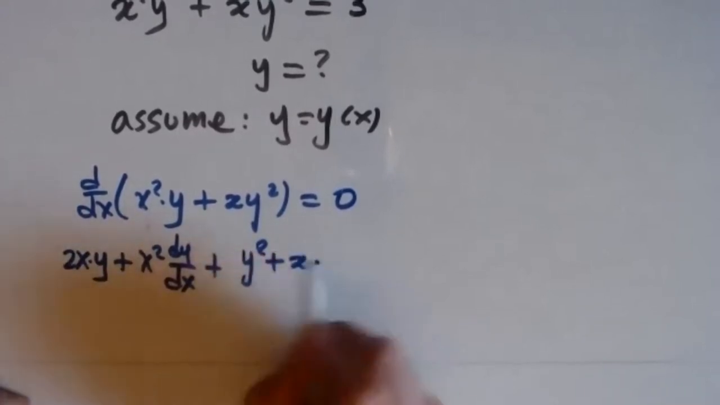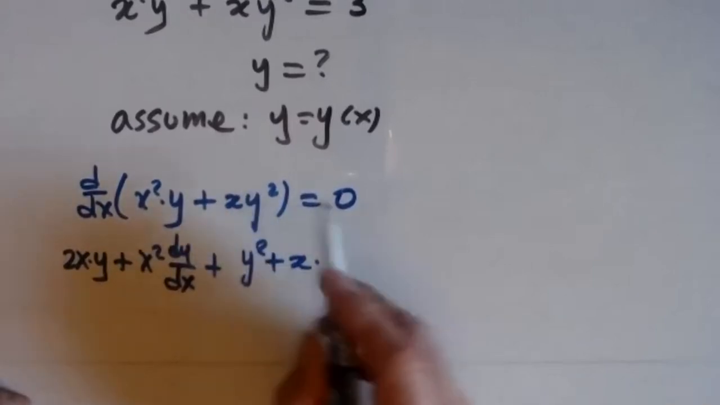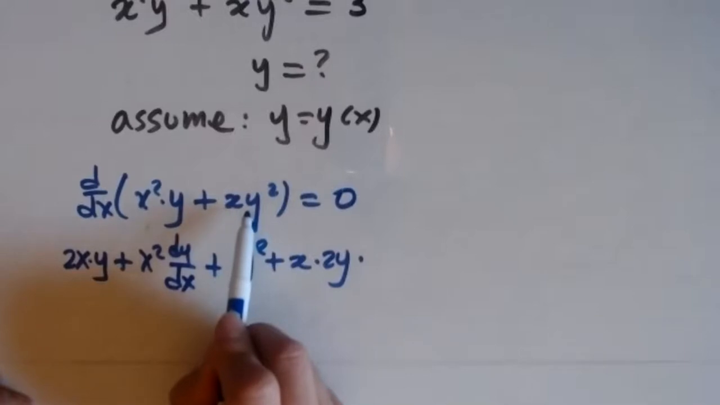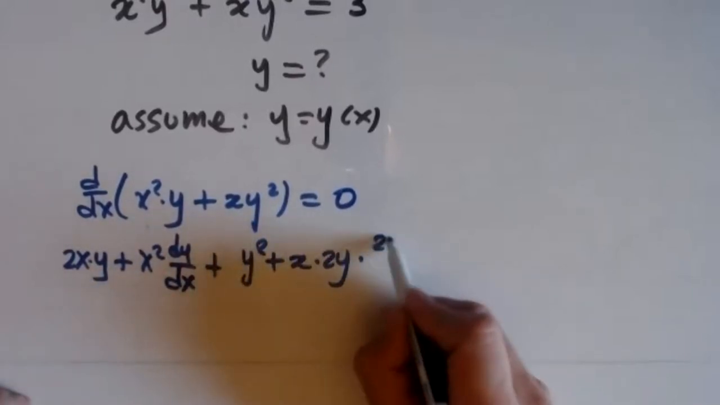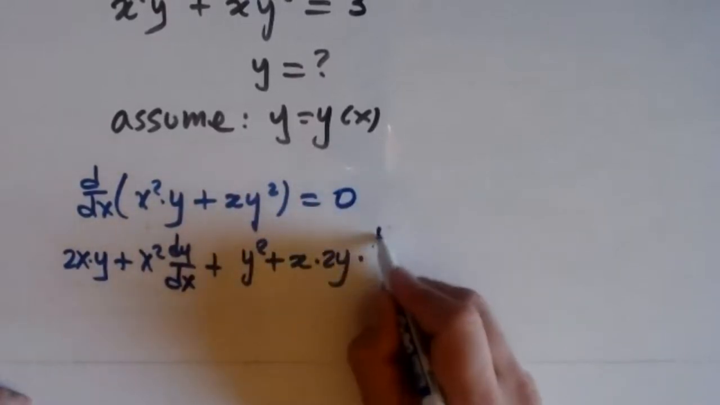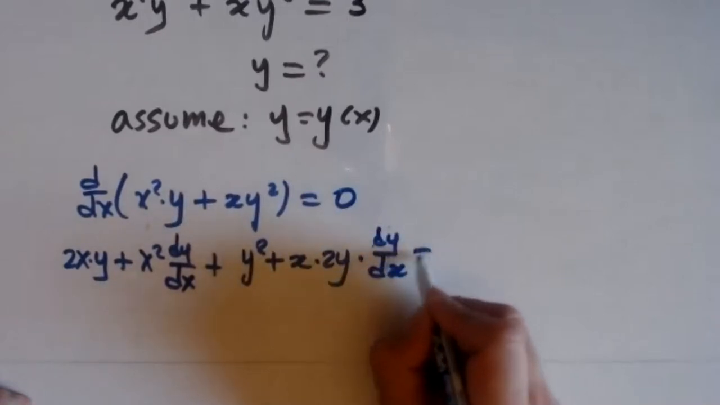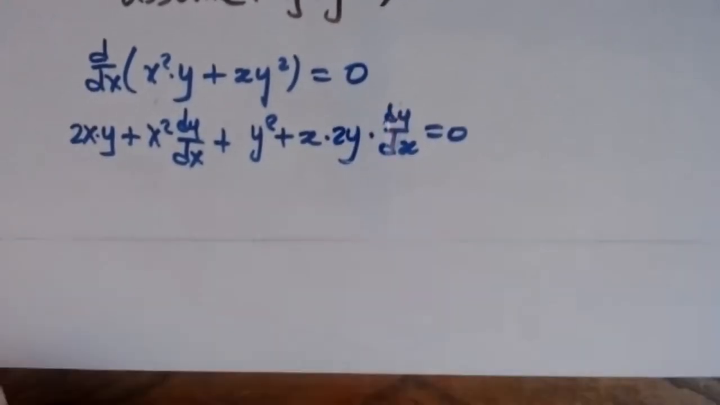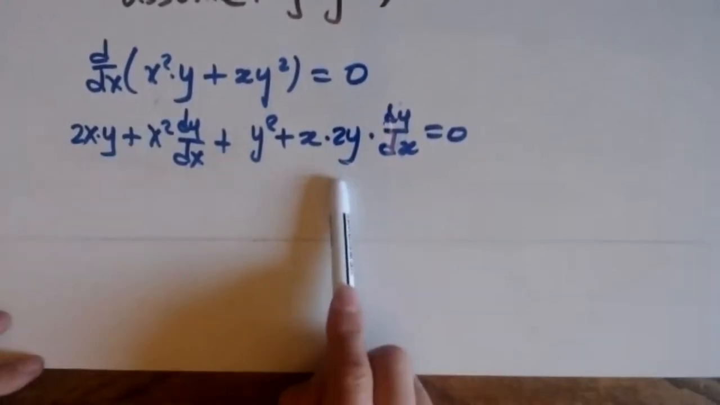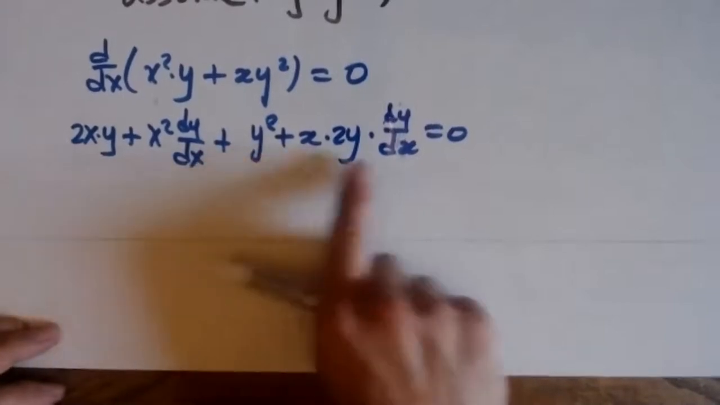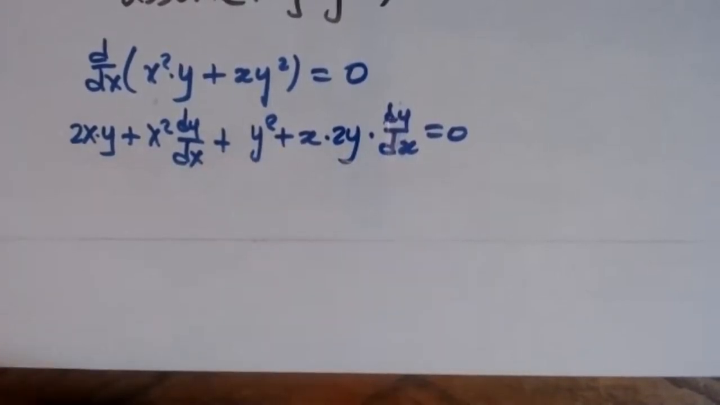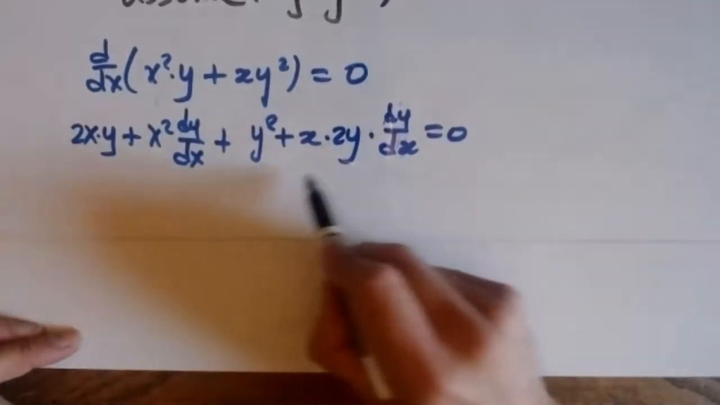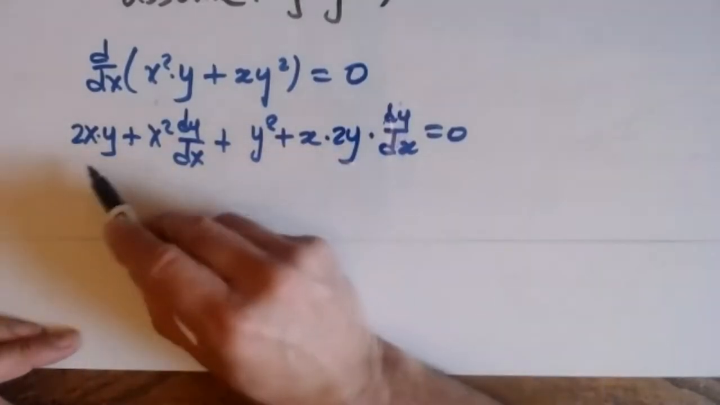Plus x times the derivative of this, so the derivative of the power, 2y, times the derivative of what is inside the power, dy/dx, equals 0. And remember, what was the most difficult part? This one. Once you finish your calculus, you have to solve for this thing. And don't be scared. This is a linear equation in this variable dy/dx.